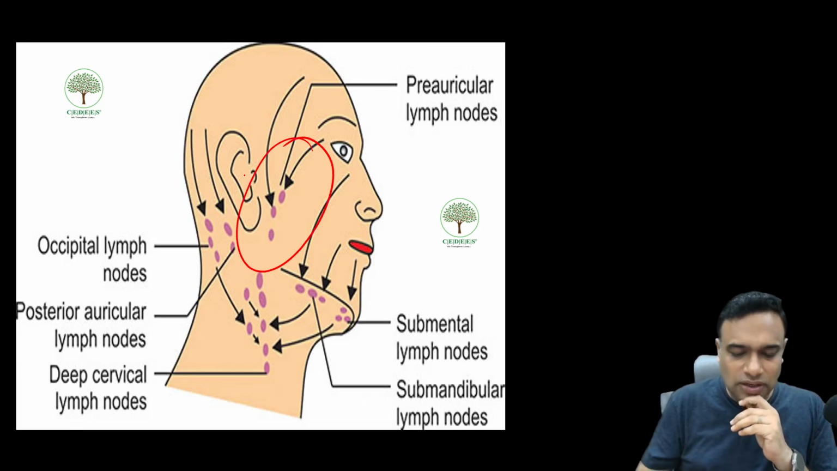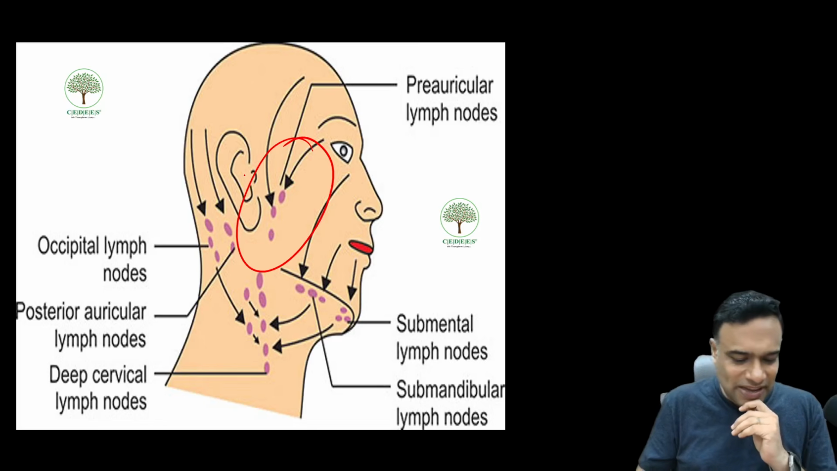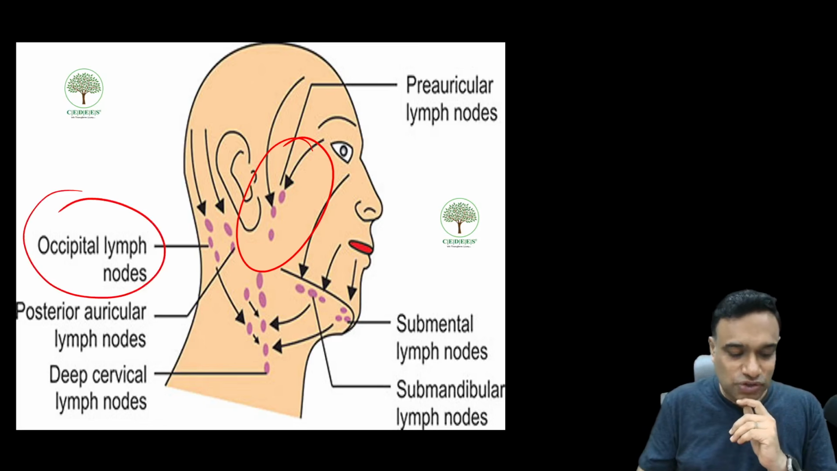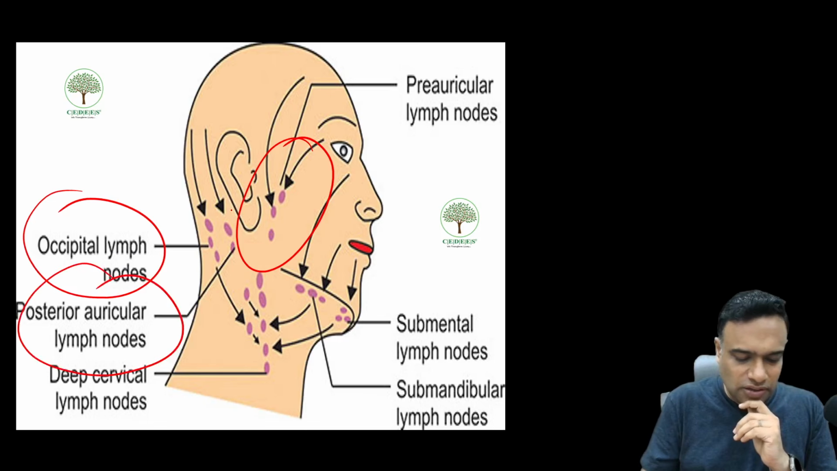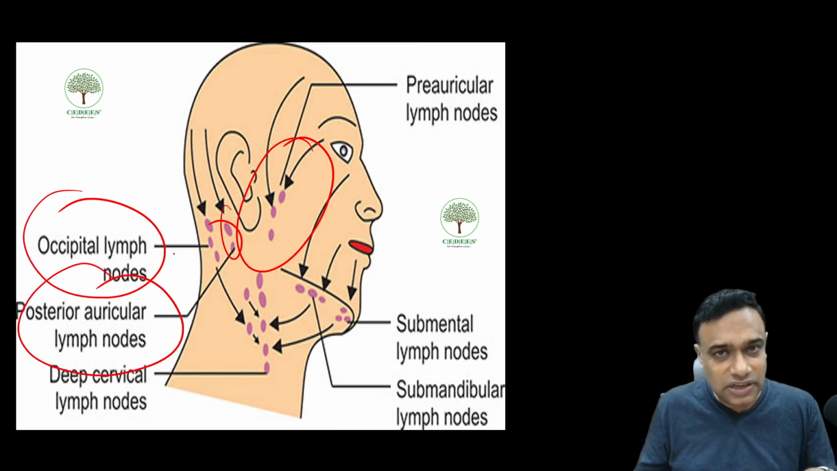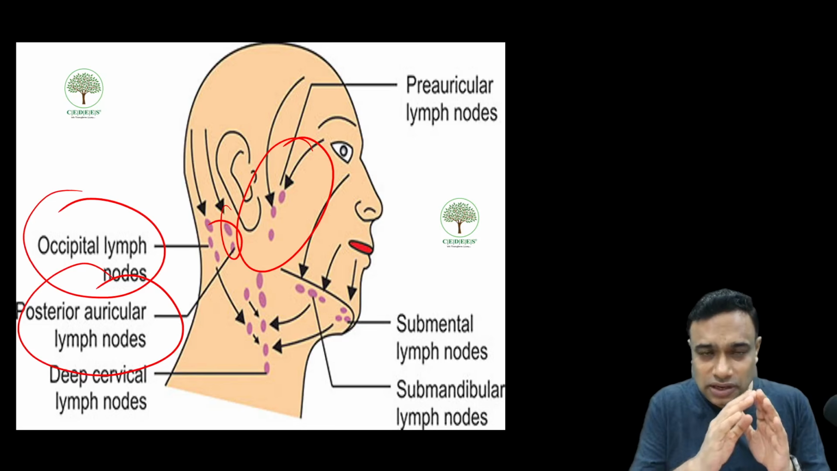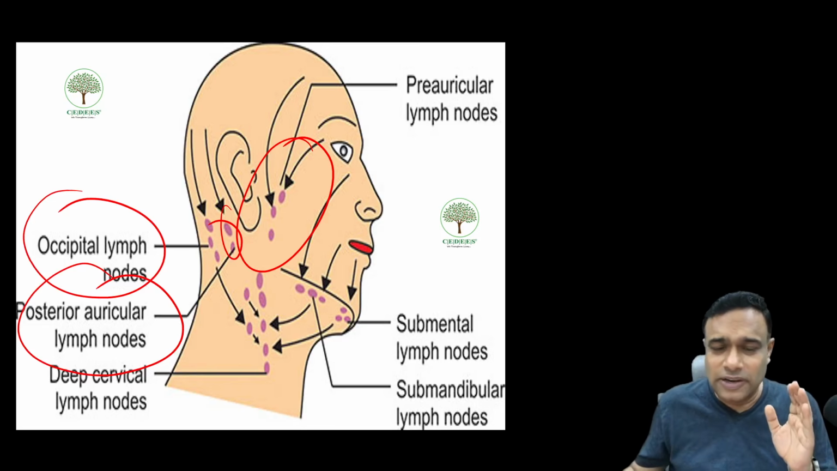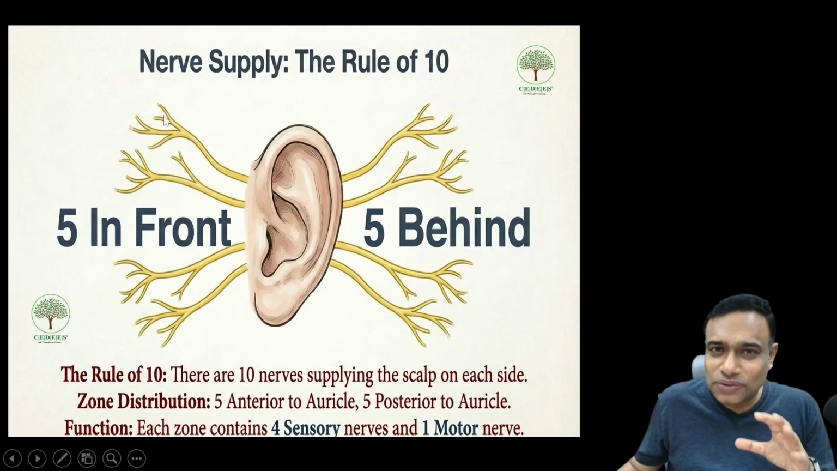Look at the preauricular lymph nodes or the parotid lymph nodes, and then you have your occipital lymph nodes over there and your posterior auricular lymph nodes over here. If you remember these three, I think your job is done. So we've done the entire thing of the scalp, right? We move on to the last part, the nerve supply of the scalp.